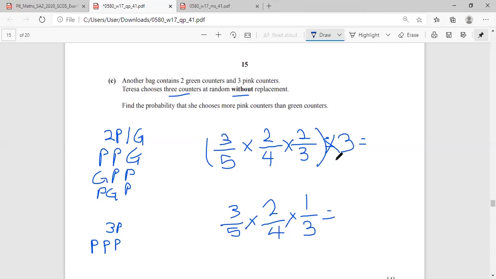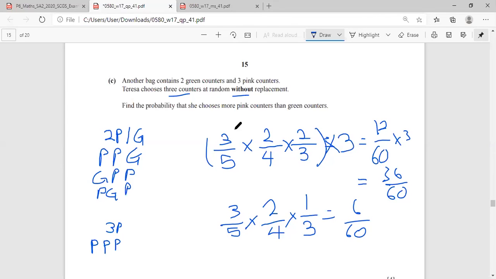So let's count the number. This is 12 over 60, times 3, 36 over 60. This is 6 over 60.